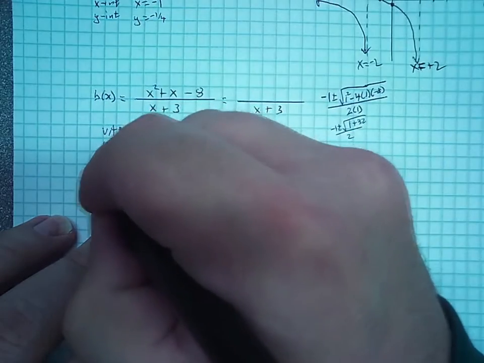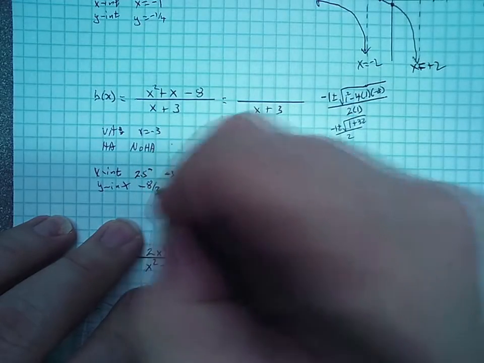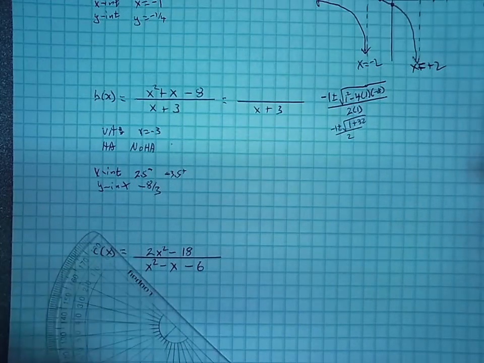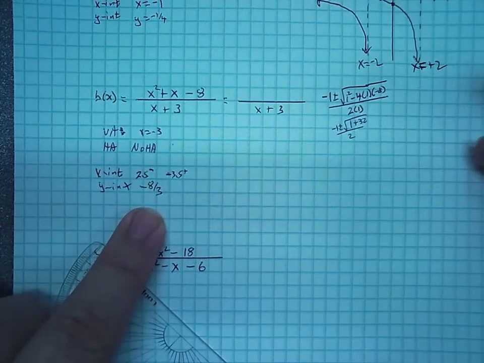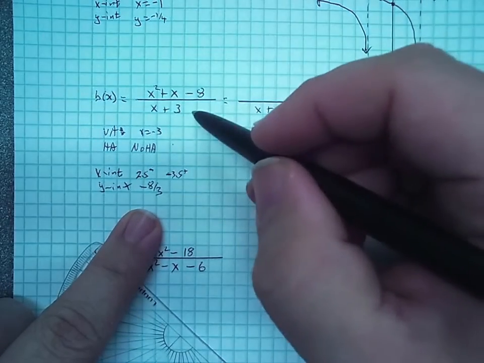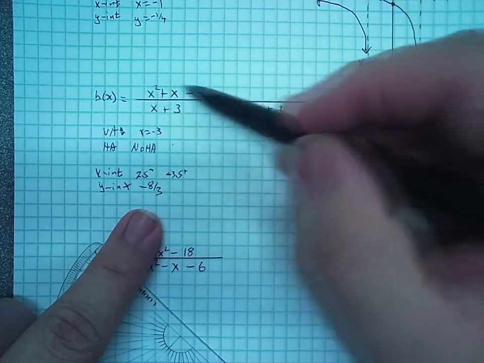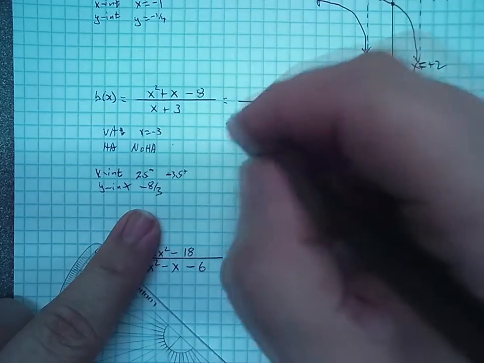Lastly, I need the y-intercept, which is going to be negative 8/3. Okay, I need to find my slant asymptote, and then I can go to the graph. To do this, you're actually going to divide the functions. The quotient after you divide is what's going to give you your slant asymptote.